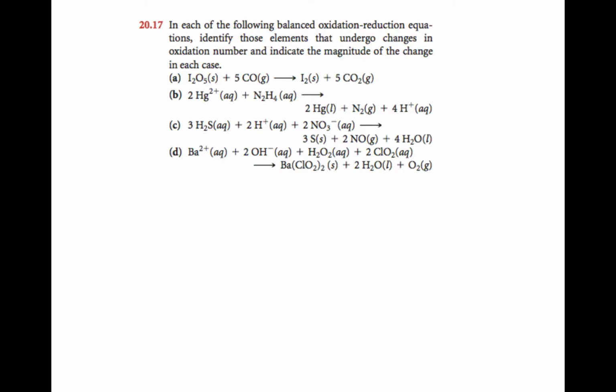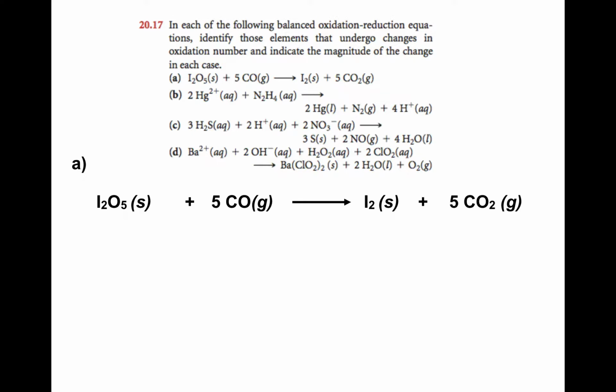In each of the following balanced oxidation reduction equations, identify those elements that undergo changes in oxidation number. Indicate the magnitude of the change in each case. All right, so with diiodine tetraoxide going to iodine, right?